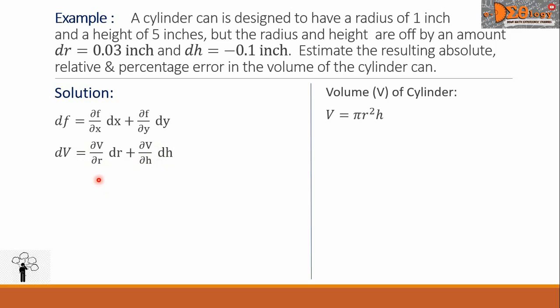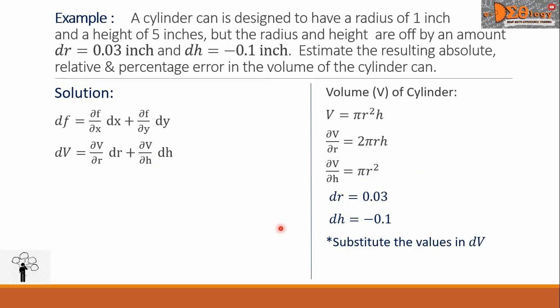Now let us first evaluate the partial derivative of V with respect to r. The value will be 2 times pi times r times h. Next, the partial derivative of V with respect to h. The value will be pi r squared. Then dr and dh are given from the problem. dr is 0.03 and dh is negative 0.1. Let us substitute these values in the dV formula. So it will be like this now.